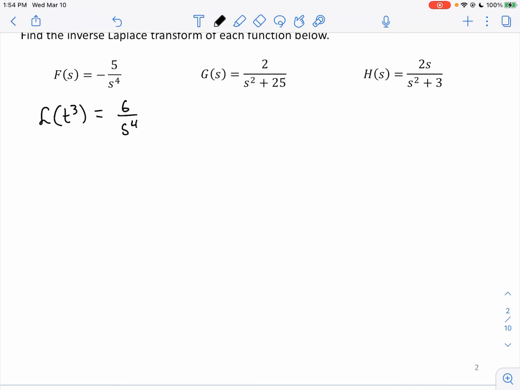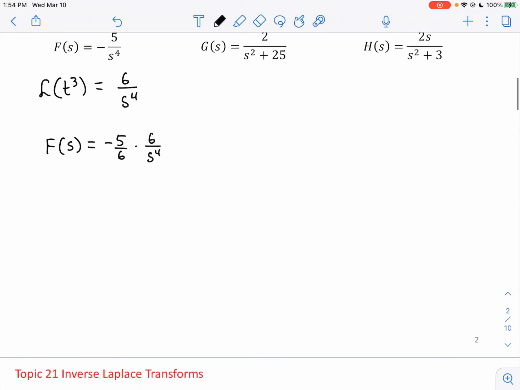I'm going to factor out the 5. I'm going to put a 6 up there where I want it to be, but then counter it with a division by 6. So I can rewrite capital F of s in the following way. It's negative 5/6 times 6 over s to the fourth. And this puts me in a position now where I can ignore the negative 5/6 and then just do the inverse Laplace of 6 over s to the fourth, and that will give me t cubed. So little f of t is going to be negative 5/6 of t cubed. And there's our inverse Laplace.